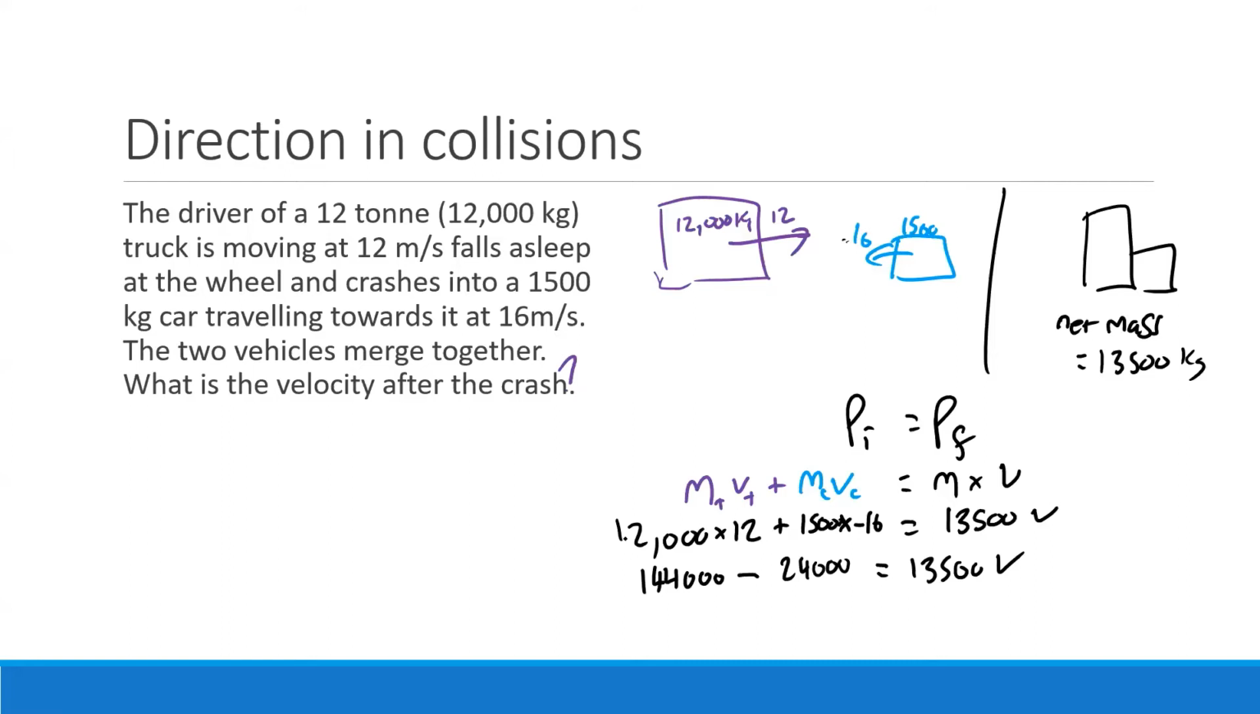So now if I figure out 144,000 minus 120,000 divided by 13,500, that should give me that final velocity. That final velocity is 8 point, I'm going to round this to 1 decimal place, 8.9 meters per second.